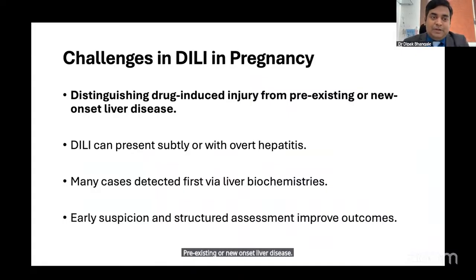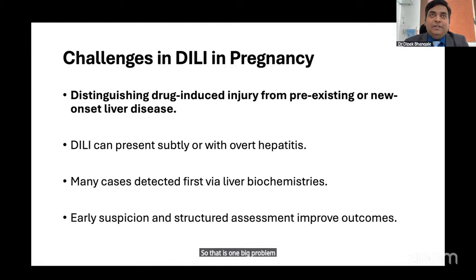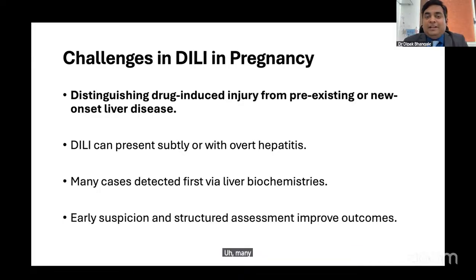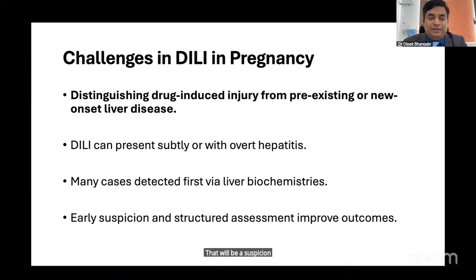disease. And DILI can present certainly with overt hepatitis. That is one big problem, that we have to distinguish whether it is because of drug-induced liver injury or any other pathologies involved. Many cases are detected first via liver biochemistries. In a routine checkup, or if we have a doubt, like decreased appetite, we do the levels and find a mild elevation in AST, ALT, and that will be a suspicion for drug-induced liver injury. For this type of injury, we need to keep a keen eye.